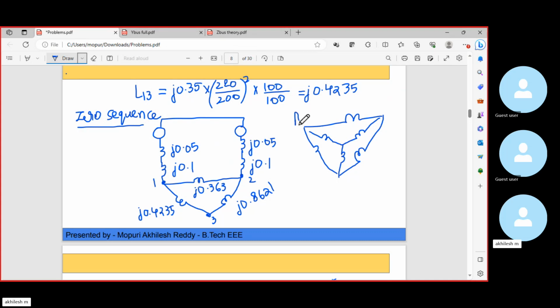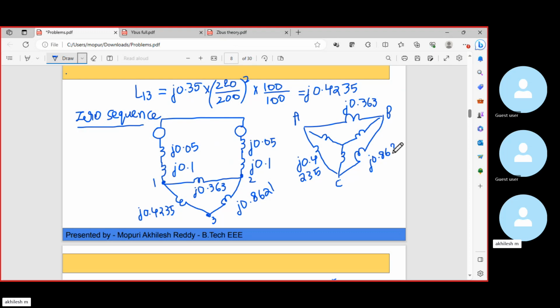Let me take this as A and this as B. The value of reactance between AB is J 0.363. The value of reactance between A and C is J 0.4235. Similarly, the value of reactance between BC is J 0.8621.